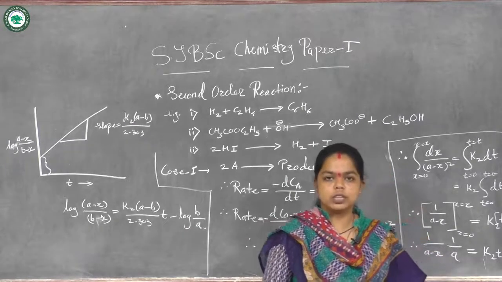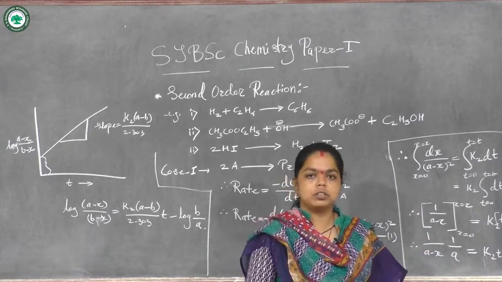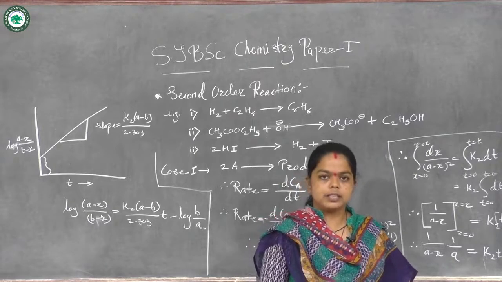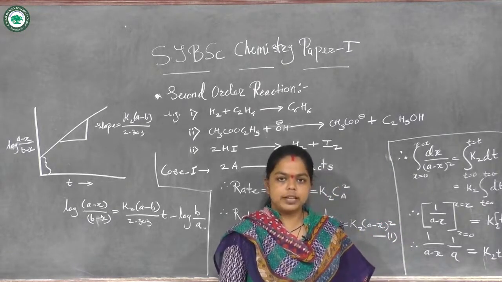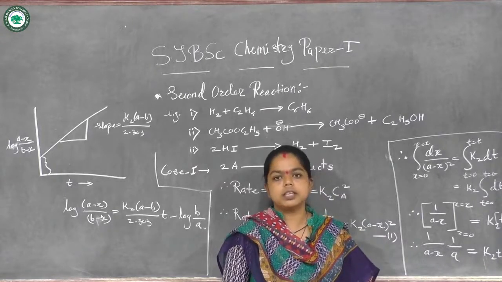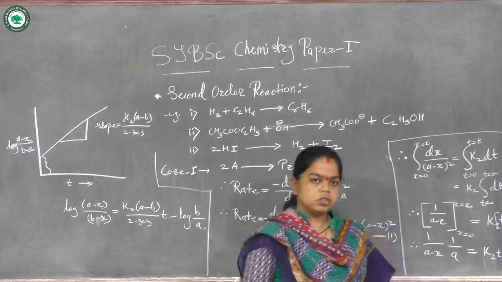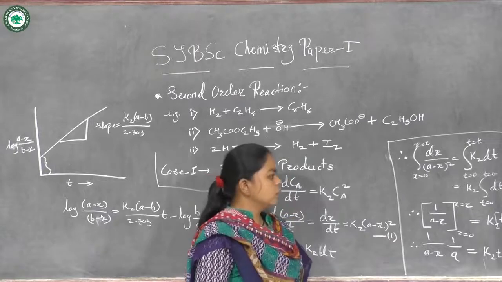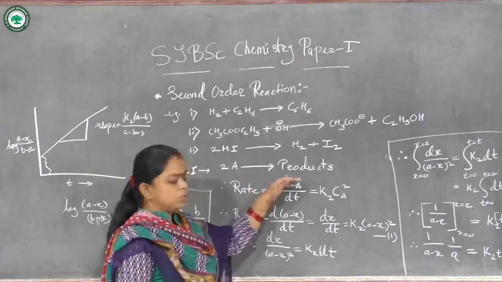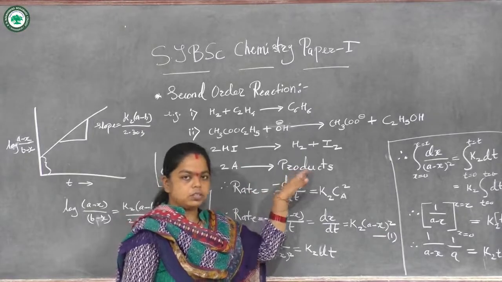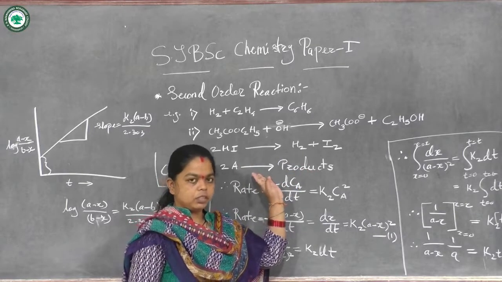Now we are going to study the mathematical expression for the second order reaction, as earlier we have seen for the first order reaction and zero order reaction. So first, let us consider the general reaction: A gives the product. This is the general reaction in which the reactant is one.